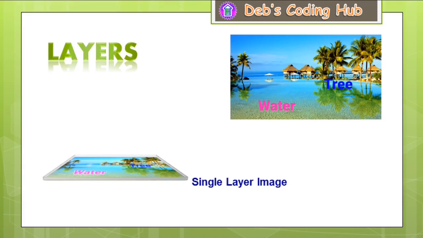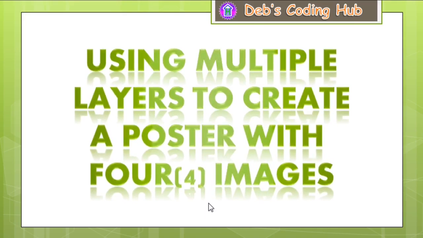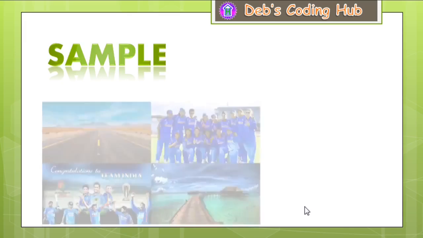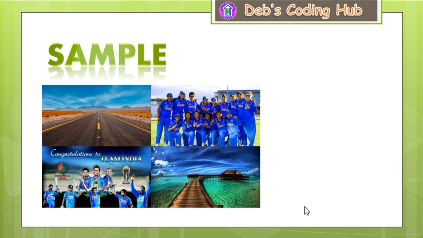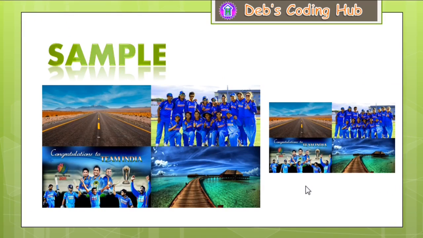So let us practically do this by using Photoshop. The poster will look like this. We have four pictures that are combined to build this poster. And the four images are... so let's move to Photoshop and try this.